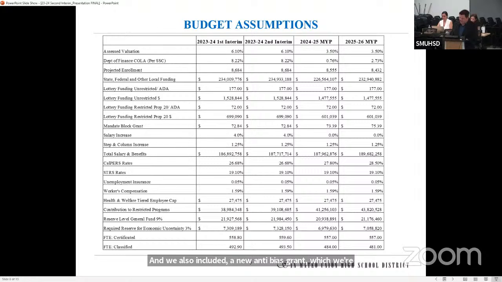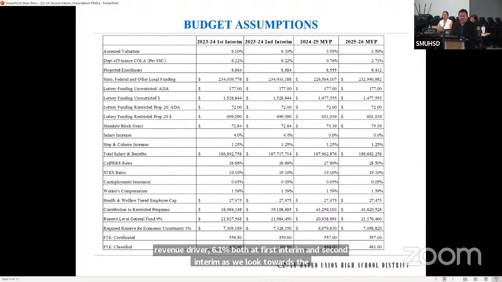In terms of budget assumptions, I'm not going to read all these through. You have plenty of time to do that. I'm just going to hit on a couple of quick notes. Top line, assessed valuation, which is our primary revenue driver, is 6.1%, both at first interim and second interim. As we look towards the out years in our multi-year projection, we include an approximate 3.5% as growth.